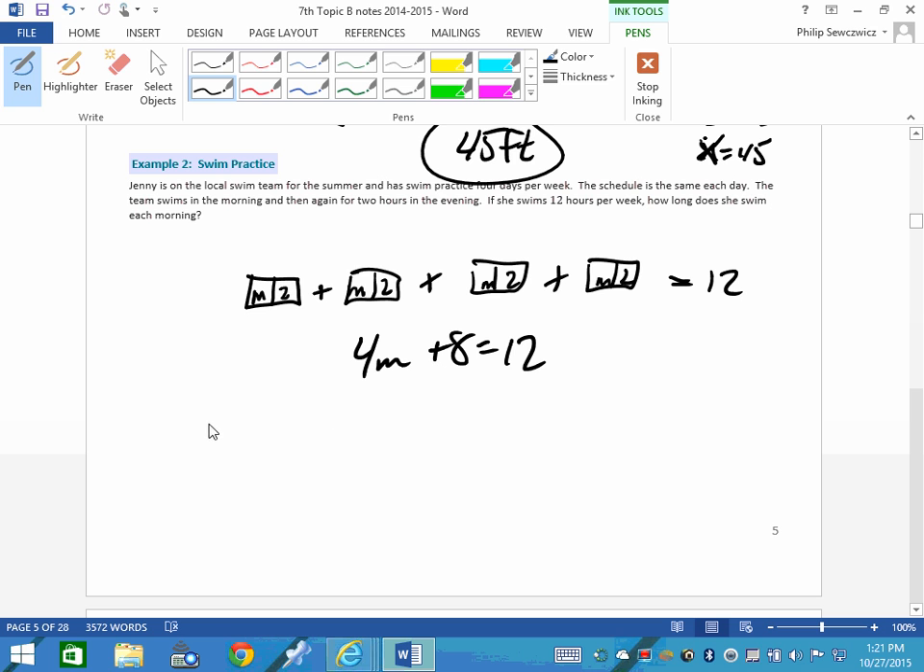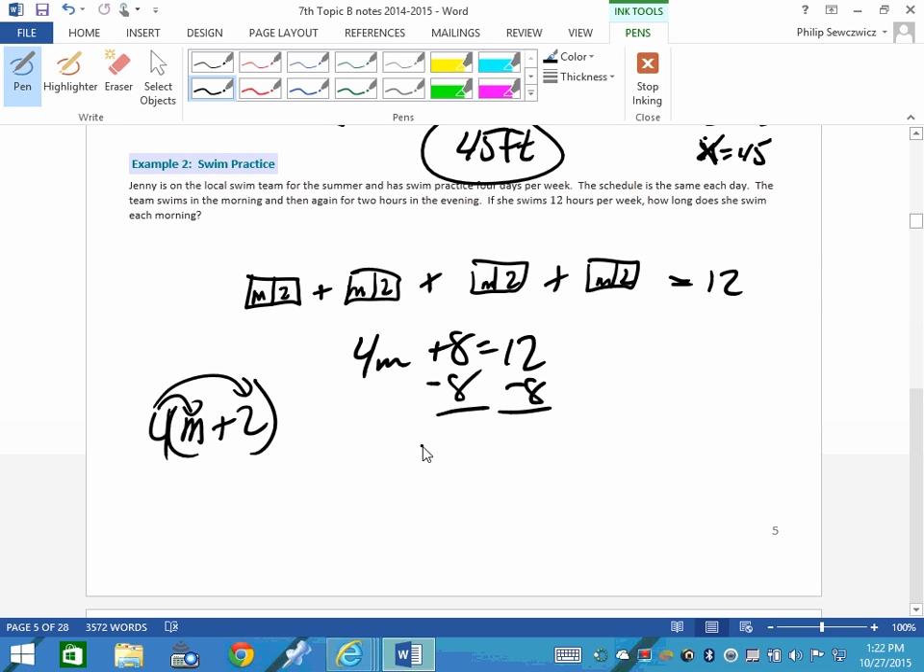Some of you might go, wait a second. In the morning she swims this much, add on 2, but then does that a total of 4 times. Can't I just do this? You can, and look what happens. 4M and 8, and there it is. So again, lots of ways, just don't fall in love with one particular method.